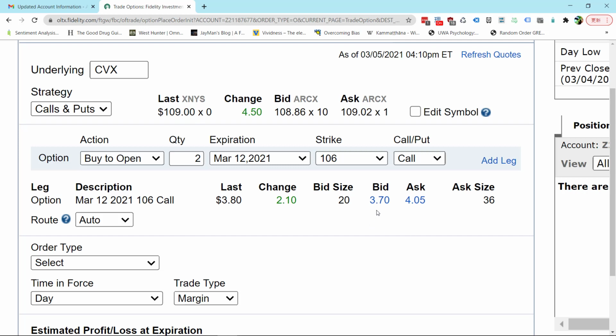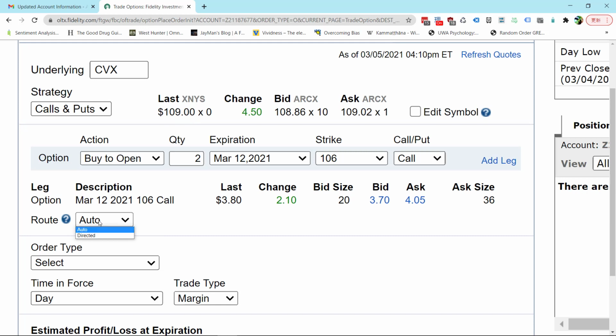Now, the bid and ask is the spread. It's like an auction. When you're buying a call option, you're trying to get as close to the bid as you can. If you don't, you're going to be paying a higher price than you would usually want. So these 36 people who are trying to sell the option, they want $4.05, or $405, for the option. And the people who are buying it, they're saying, I want to pay $370 for the option. Now, in a minute, this will become more important, but let's fill in the rest for now.